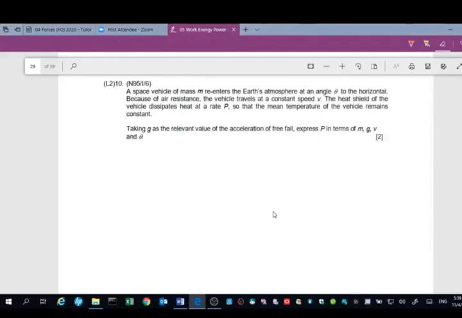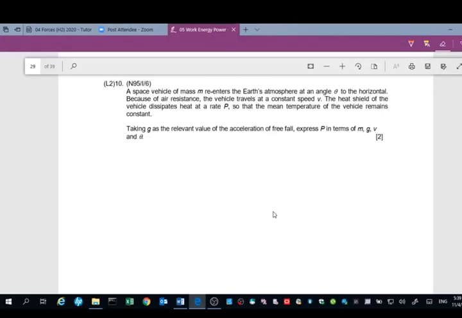Okay, this question here is about a space vehicle that re-enters the Earth's atmosphere at an angle theta to the horizontal. Because of the resistance, the space vehicle doesn't accelerate, it travels at constant speed. Below the space vehicle, usually there's some heat shield. The heat shield actually dissipates heat at a rate P so that the temperature of the vehicle remains constant.